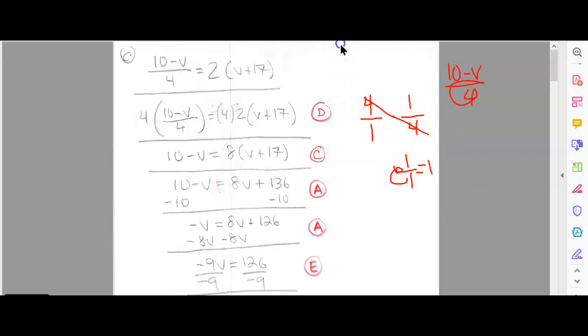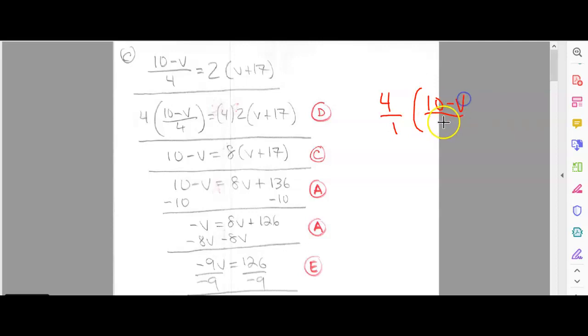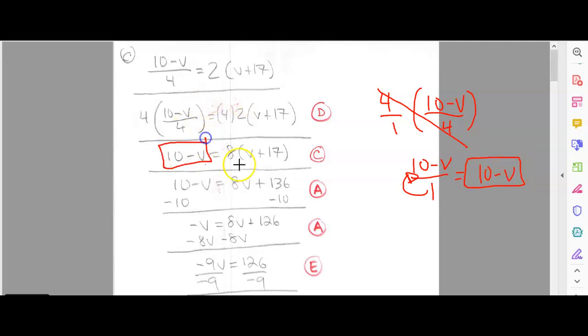So let's go ahead and show you this. So I have 4 over 1 times 10 minus v over 4. Cancel out. Result 10 minus v over 1. How many sets of 1 in that entire thing? That entire thing. Thus, 10 minus v, our resulting answer right there. Pause this, rewind it if you need to understand how I went from this expression here to that one, okay?